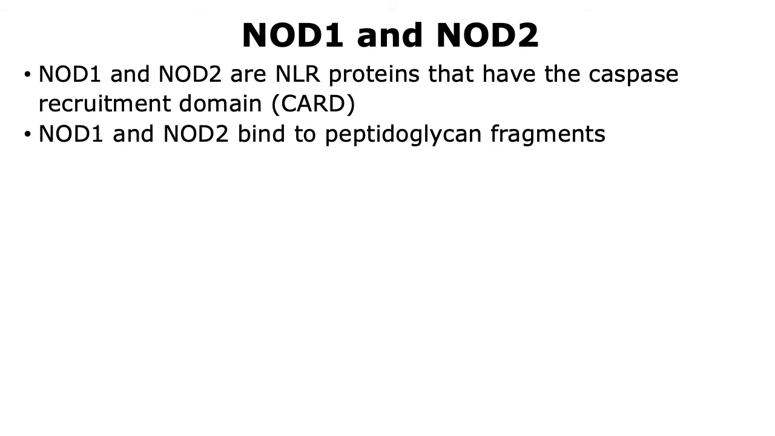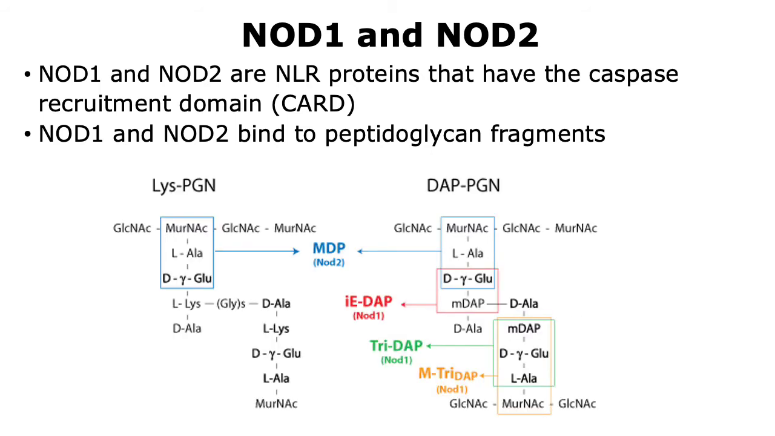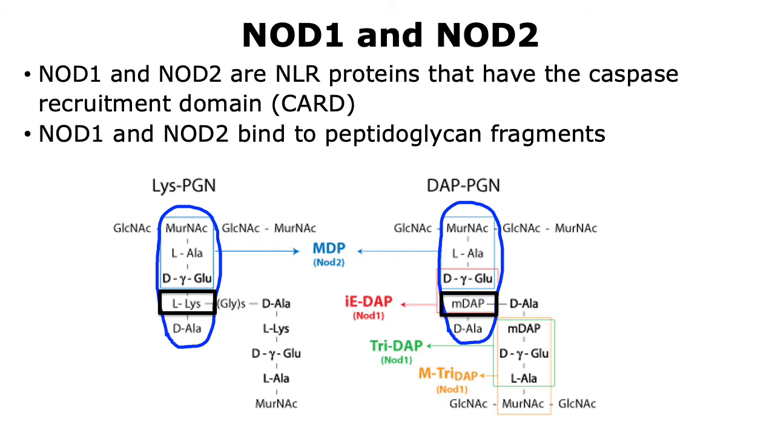Now, peptidoglycan is found as part of the cell wall of bacteria, and it normally comes in two flavors. You have the peptidoglycan where, in the stem peptide region, at the third position, a lysine is present. While in other forms of peptidoglycan, at that third position, you have the meso-diaminopimelic acid, or mDAP, present. Peptidoglycan where lysine is in the third position is normally found in gram-positive bacteria, while peptidoglycan where mDAP is present in the third position of the stem peptide is usually found in gram-negative bacteria.